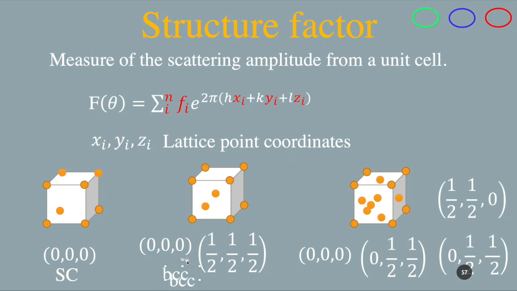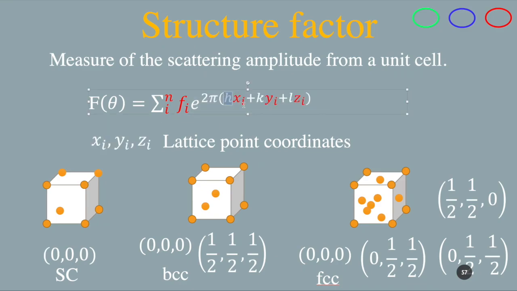Similarly, we can have lattice point coordinates for FCC. Again you have the corner atom with lattice point coordinates of 0, 0, 0, and the remaining three on the faces are represented by half, half, 0; half, 0, half; or 0, half, half. So all these are lattice point coordinates. So we know what x, y, and z are.